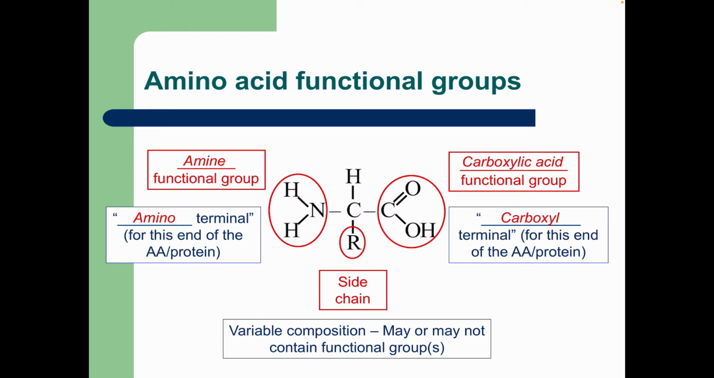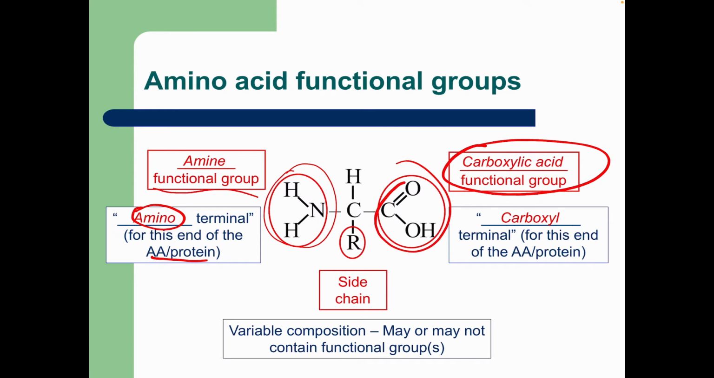So, amino acid structure. We talked about this a little bit, the structure, in our first lecture, but also in our biology. Here we can see our amine group, which is the functional group. This is the amino terminal end of the amino acid. We have the carboxylic acid, so here we see our carboxylic acid and carboxyl terminal. And then we have our R, which is the side chain, which determines which amino acid it really is. Again, there are variable compositions, and they may or may not contain functional groups.